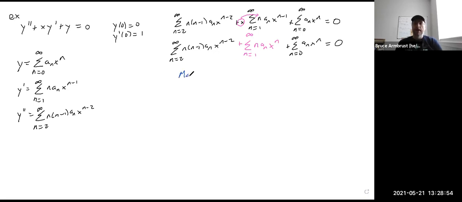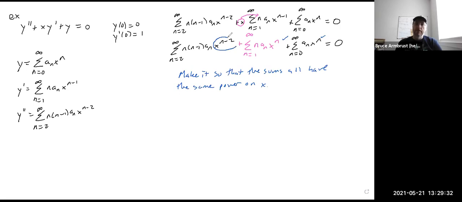We need to make it so that all of the sums have x raised to the same power. Make it so that the sums all have the same power of x. Now, you'll notice that these last two are already the same, right? They're both x to the n. So what I really want is to turn this first guy from an x to the n minus 2 to an x to the n.